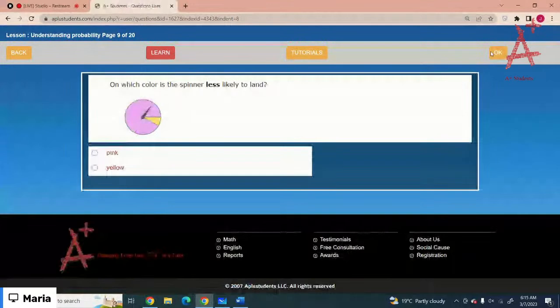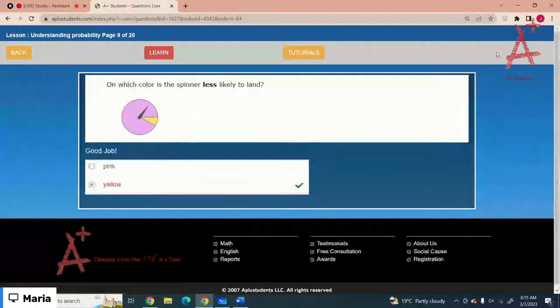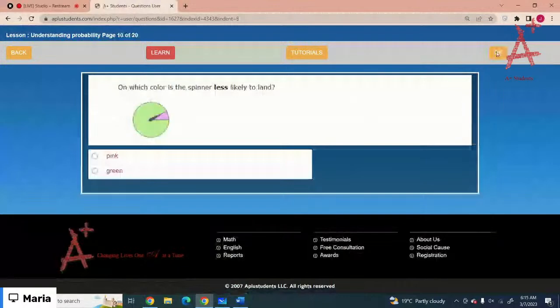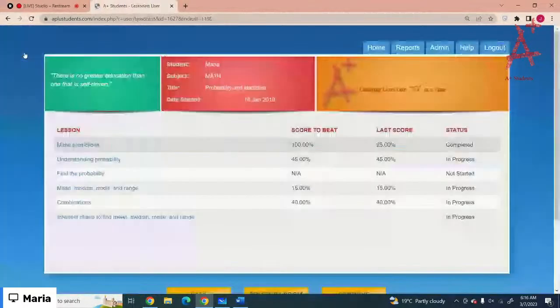On which color is the spinner less likely to land? That would be yellow, got it. On which color is the spinner less likely to land? Yes, pink it is. Okay, you can complete the test by yourself later today. This is very easy. Let's just move on to the next one. The next one is find the probability.